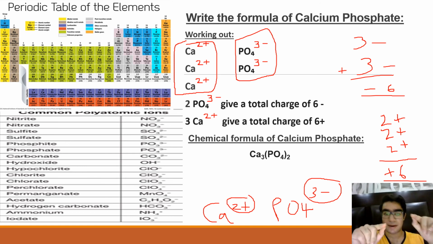Remember, I did not put brackets in front of the calcium because calcium is not a polyatomic ion. Calcium, you can find it in the periodic table. If it's an element, then you don't need to put a bracket. You only put brackets if it's a polyatomic ion. Okay. So we have Ca3 and then PO4, and you put a bracket and you write a 2 after it, because we have two PO4s and PO4 is a polyatomic ion, so you put brackets. Okay, so Ca3(PO4)2 is the chemical formula of calcium phosphate.